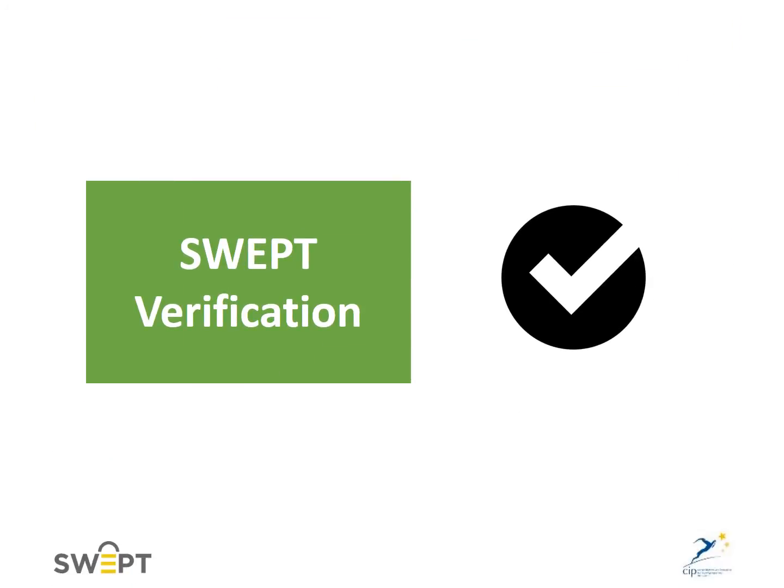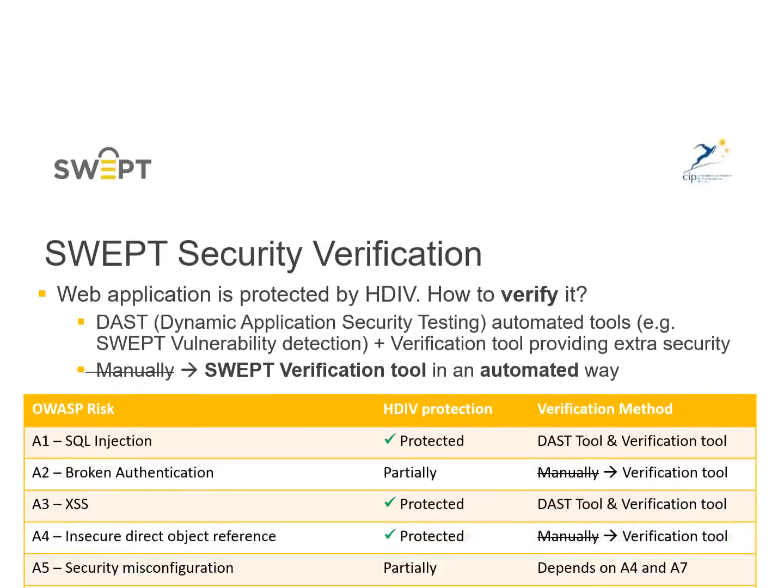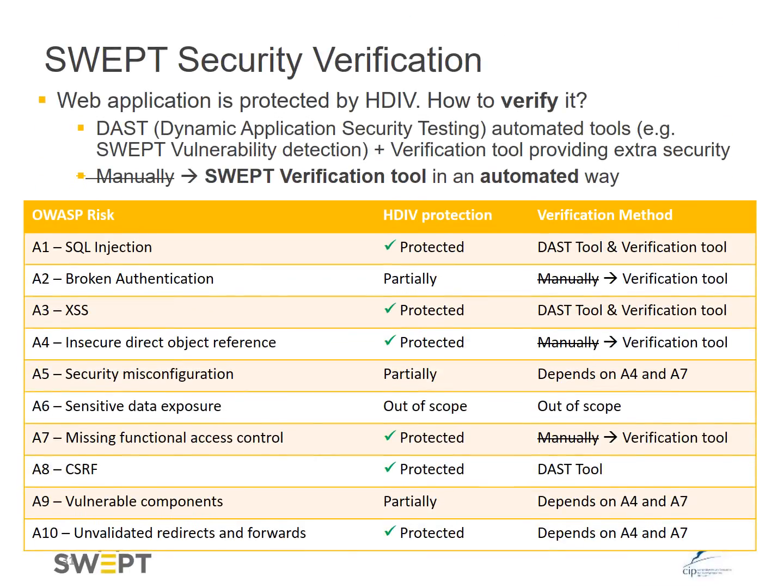Next, we move on to the third and final Swept service, which is the verification service. We've shown already how HDIV can protect web applications from the application level, and we've shown that HDIV can protect against most of the top 10 web risks. But how can we verify that HDIV's protection component is working correctly? We need a verification tool that assesses the security of the web application according to the protection level we've applied.